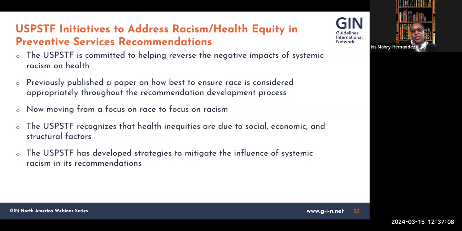So I'm going to highlight just a very high-level overview of some of the task force's initiatives to address racism, health equity, and preventive service recommendations. First, I'd like to highlight that the task force is committed to helping reverse the negative impact of systemic racism on health. They previously looked at race and how to consider it appropriately throughout their recommendation development process. But a few years ago, they decided to intentionally move from a focus on race to a focus on racism. This is in part due to the fact that they recognize that health inequities are due to social, economic, and structural factors such as structural racism. And so they've been working to develop strategies to help mitigate the influence of systemic racism in their recommendations.